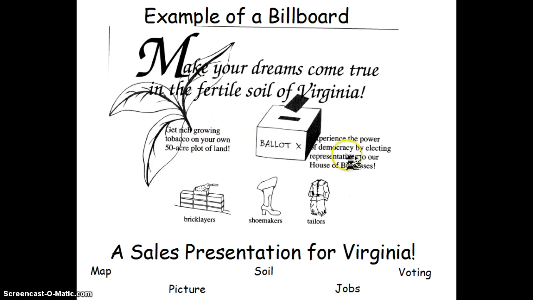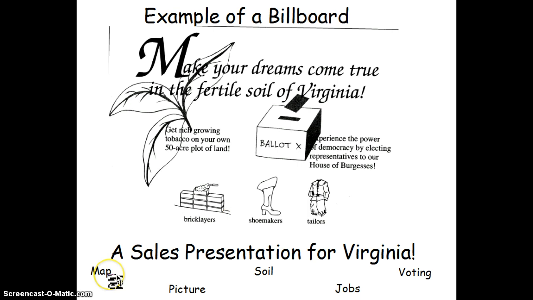Then there's a couple little captions that tell a little bit more about Virginia. It says, "Get rich growing tobacco on your own 50-acre plot of land." Okay, then it also says, "Experience the power of democracy by electing representatives to our House of Burgesses." And here I can see I've got a ballot box that is a picture that represents this caption. Then I have some examples of the different types of jobs that are available in Virginia: bricklayers, shoemakers, and tailors. And so these are some of the examples right here of the things that you could put on your billboard.